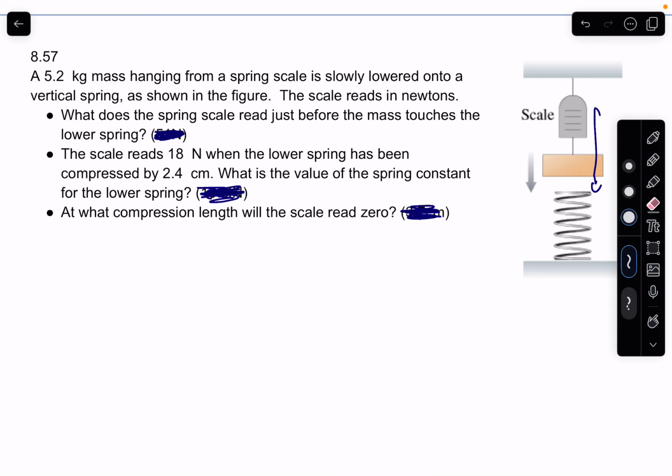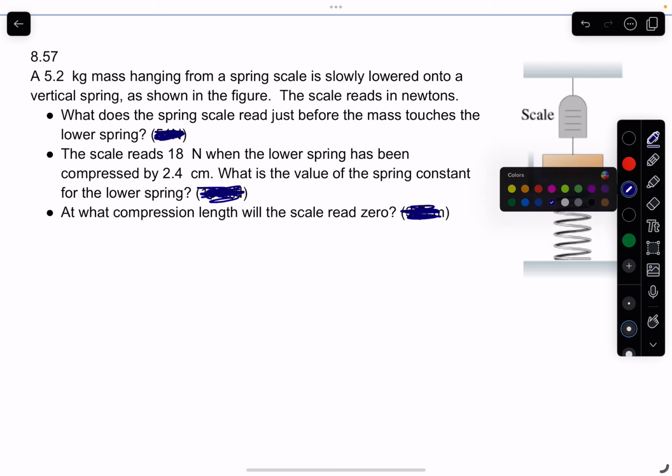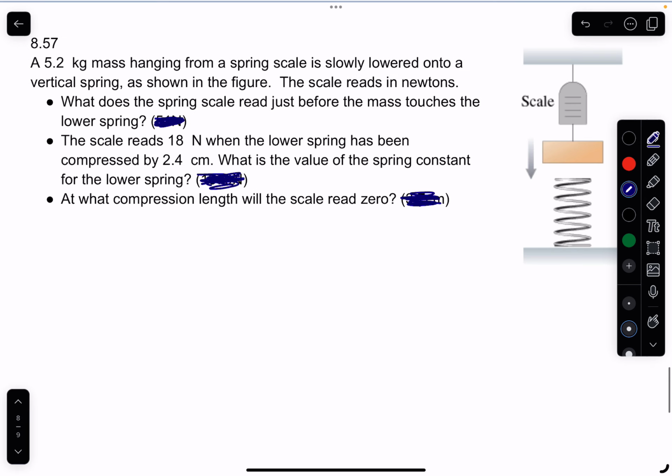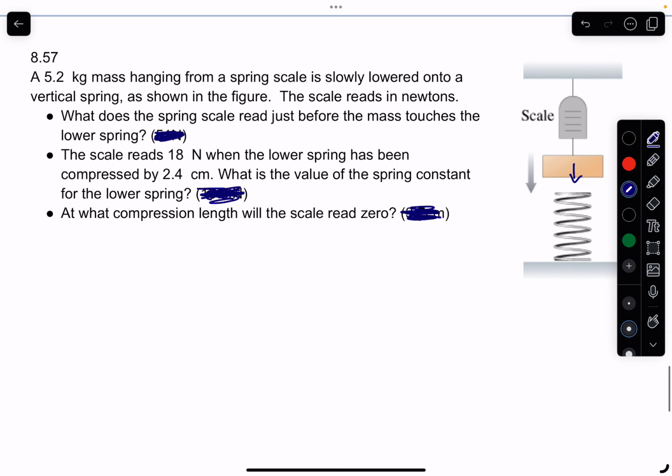So here we have a spring over here, right? And it's got a scale, and then it's going to force down, but eventually it's going to hit this spring. So what's going on here? What does it read just before it touches the mass? Well, it's going to read a certain number of newtons.